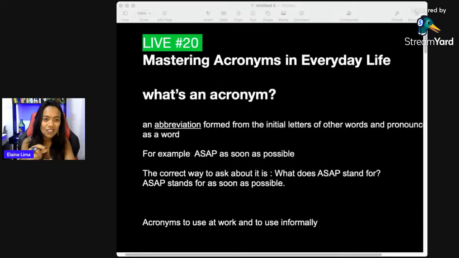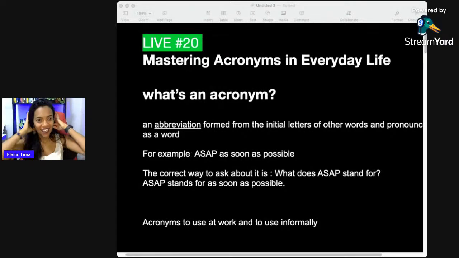TJ stands for Tribunal de Justiça, ou tamo junto. Okay, so this is how we're going to use this question. So remember the phrasal verb stand for. So this acronym stands for, and then we explain what it is, okay? So now, let's cover the ones we generally see at work.